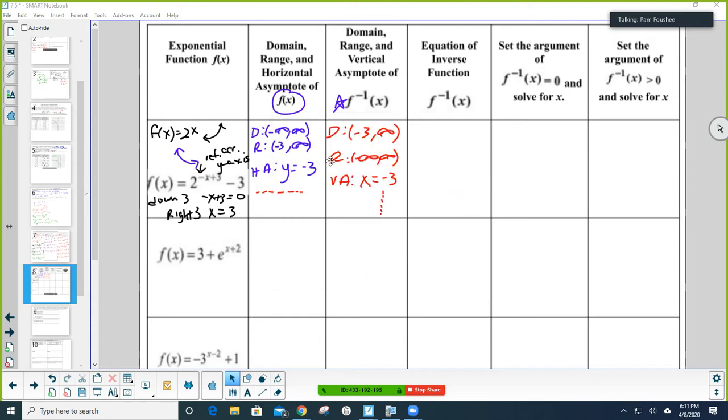So now, these 2 things, ask me questions on those 2 because you're going to have to be able to do that.